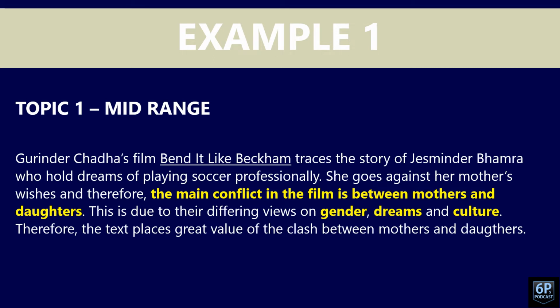Now, while they've ticked all the boxes with this, I definitely think there is room for improvement. I'd look to maybe expand on each idea in a little bit more detail, again avoiding examples, but perhaps talking about what it is about gender, dreams, and culture that causes a clash between mothers and daughters. There are also a few expression issues like spelling and proofreading that would be needed. Words like daughters are spelled incorrectly, and there are a couple of typos there as well. So again, make sure we're proofreading and ensuring that our introduction is fluent.